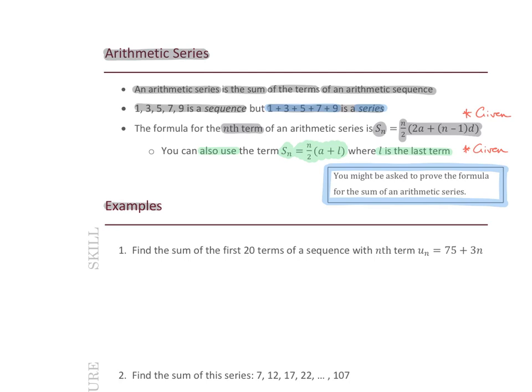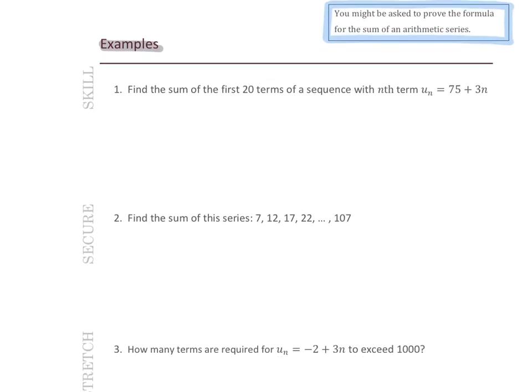Okay, so moving on to the examples. These are examples for arithmetic series. So we want to write this down nice and clearly. Number 1, find the sum of the first 20 terms of a sequence with nth term this. Now remember, what we're going to do is we're going to start with our box. So A equals, D equals, N equals, but this time we need the sum. Now N equals 20, and I need to work out the first term and the common difference.